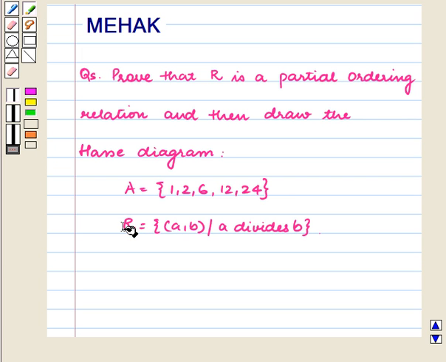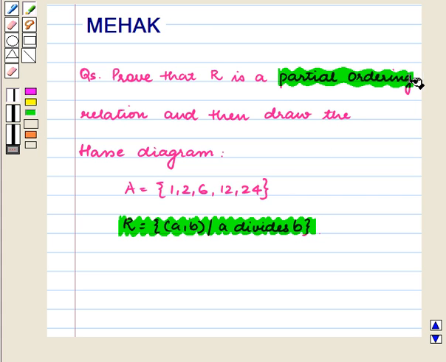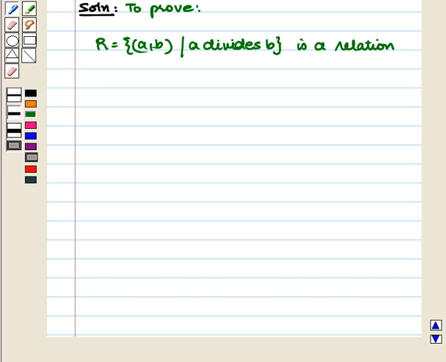We have to prove that the relation R equal to the set of all ordered pairs (a, b) such that a divides b is a partial ordering relation on the set A equal to the set containing elements 1, 2, 6, 12 and 24. For this, we will prove that R is a partial order, and to prove this we have to prove that it is reflexive, antisymmetric and transitive.